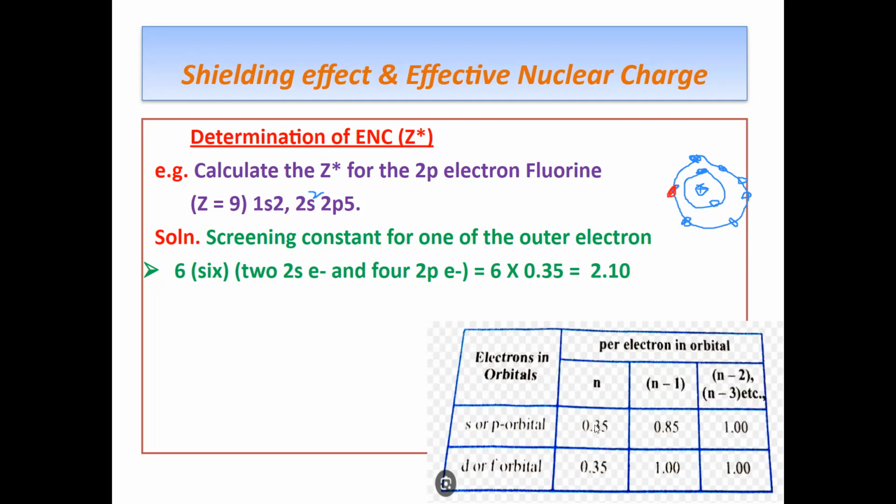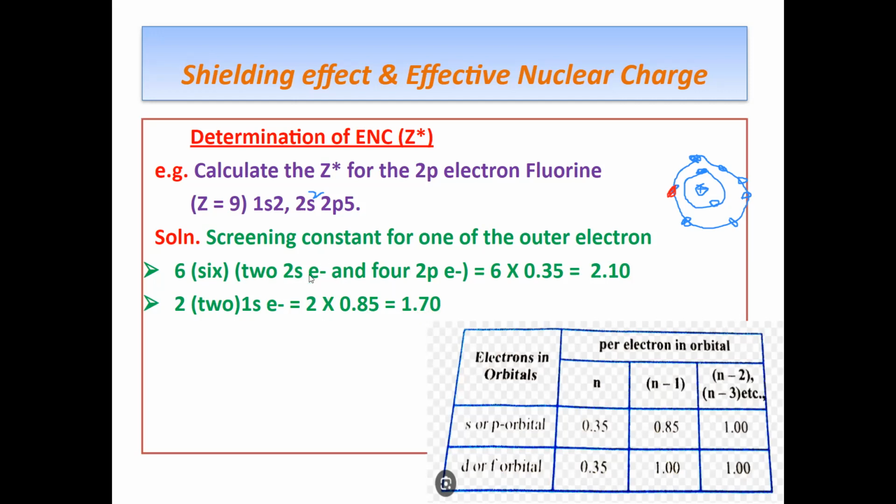Now calculate for inner electrons, the penetrating shell. How many electrons are in the inner shell? 2 electrons. The 2 electrons belong to the s orbital. So that value for inner electrons, for s and p orbitals, is 0.85. See, look at this table. 0.85. 2 into 0.85, total 1.70.